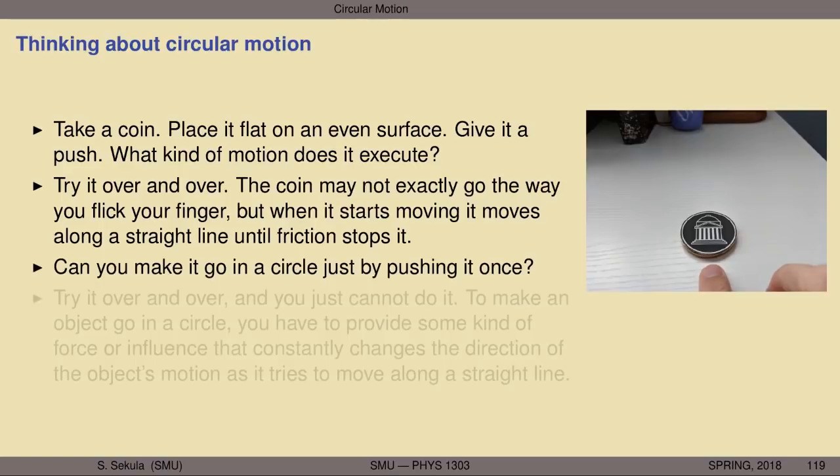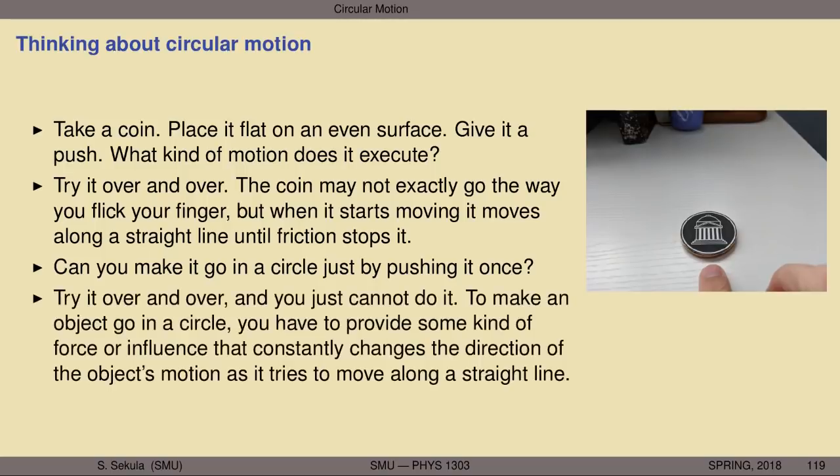Now, consider this. Can you make that coin go in a circular path just by pushing on it once? Go ahead and try that over and over again. Just push on it once and let it go. Does it go in a circle? You should find, if your surface is level, so gravity doesn't get to play a role in this, that you just can't do it. And really what you're going to find out by trial and error is that if you want to make an object go in a circle, you're going to have to provide some kind of force or influence that constantly changes the direction of the object's motion, even as it tries to move along a straight line.